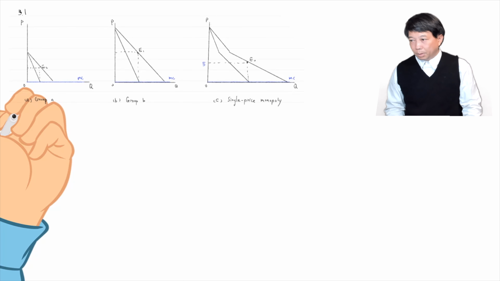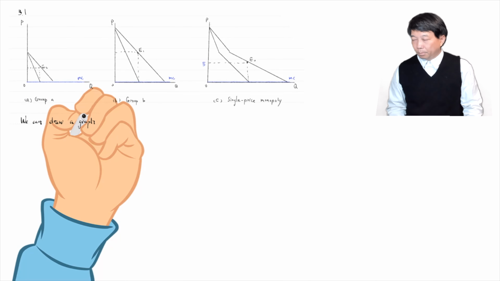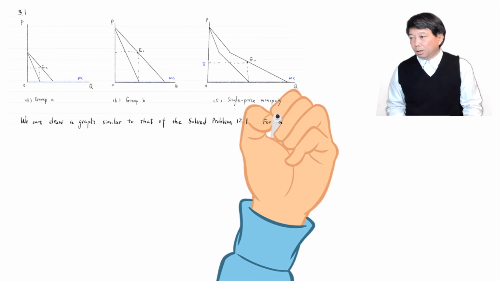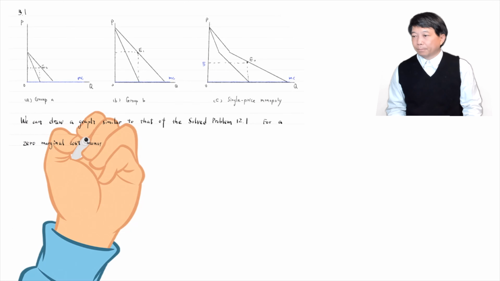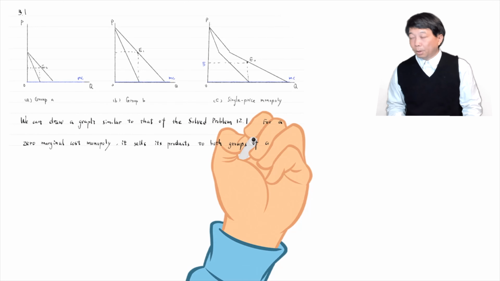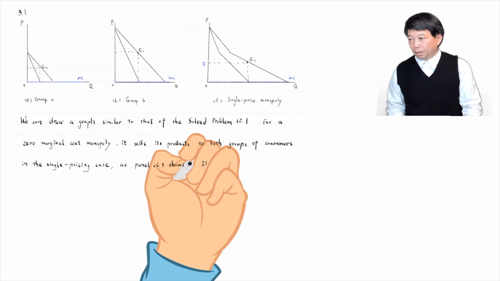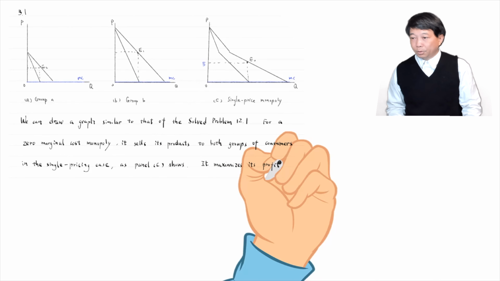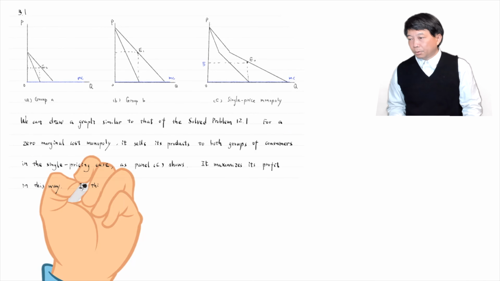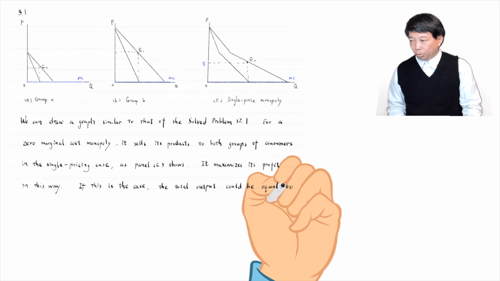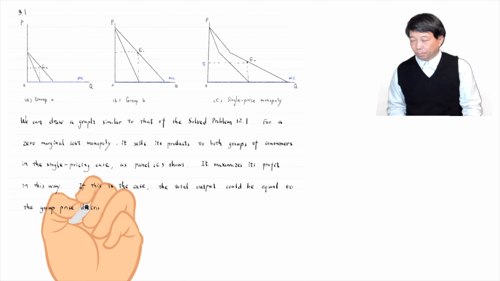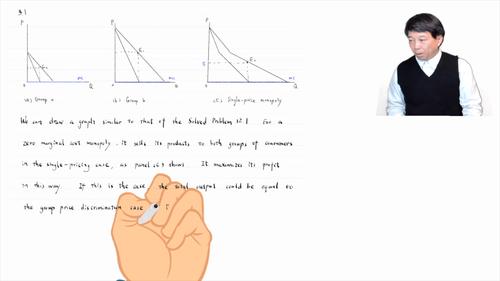We can draw a graph similar to that of the solved problem 12.1. For a zero marginal cost monopoly, it sells its products to both groups of consumers in the single pricing case, as panel C shows. It maximizes its profit in this way. If this is the case, the total output could be equal to the group price discrimination case. The graph in solved problem 12.1 in the textbook clearly shows this result.